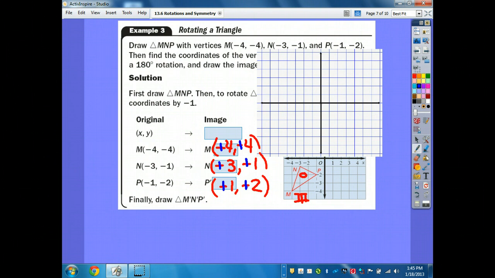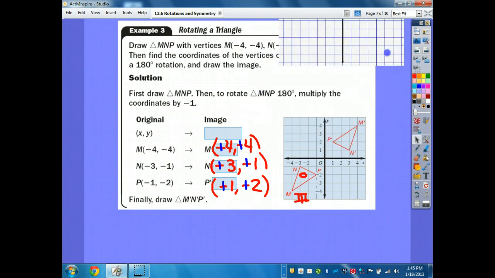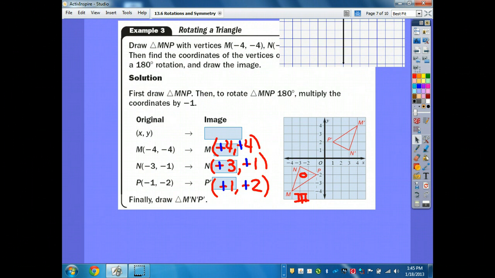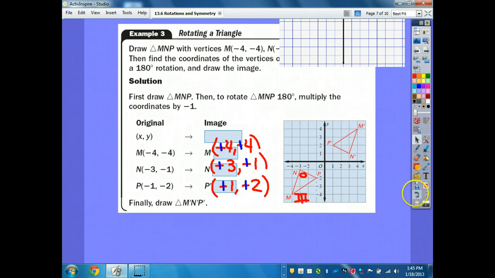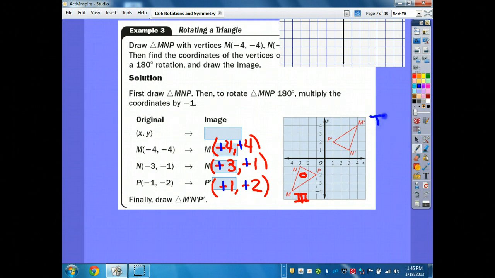Now plot your new 180 rotation. Should match mine. It's up here in quadrant 1. Anyone need help? Questions? Questions are good? None? We got it? So it's the first thing you do when you see 90 degrees: you switch them, flip them, and then decide which ones to change, multiply by a -1. 180, do you flip them? No, only change all the signs.